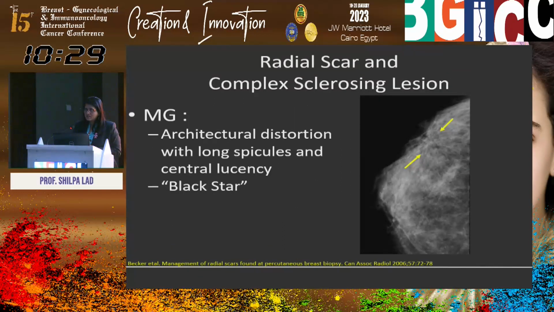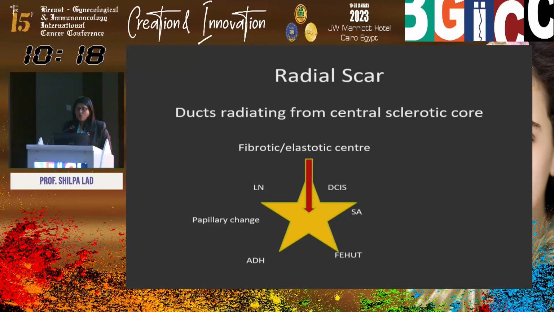What about radial scars? We had a beautiful lecture this morning by Dr. Tabar on radial scars. These are usually seen as architectural distortions with long spicules, and they are typically called black stars. Why do we worry about them? By itself, radial scar is not considered bad, but its associations are bad. His friends, the people the radial scar hangs out with, is bad. What does radial scar hang out with? DCIS, flat epithelial atypia, atypical ductal hyperplasia, papillary changes, lobular neoplasia, and sometimes tubular carcinomas. Okay, therefore, we worry about underestimation.